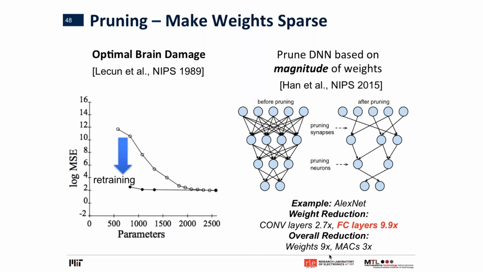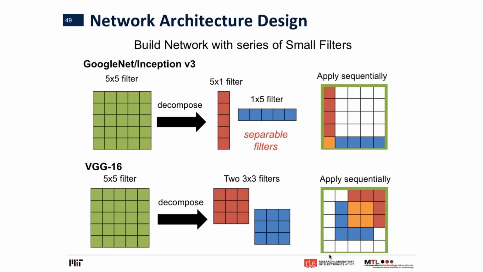Finally, one thing that people have also looked at is the network architecture design itself. We hinted at this at the beginning of this webinar. The idea is, rather than using these large filters, can we represent them with a set of smaller filters, because smaller filters tend to require fewer weights and fewer computations. One thing that was looked at in the Google network was whether you can decompose the 5x5 filter into 1x5 and 5x1 filters.